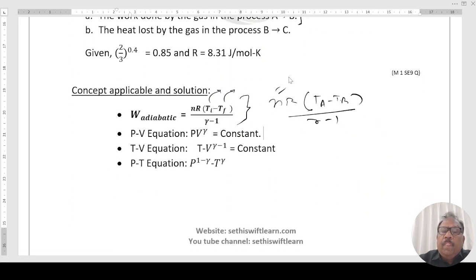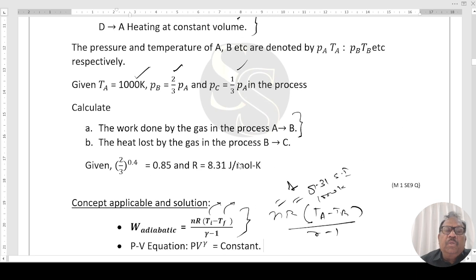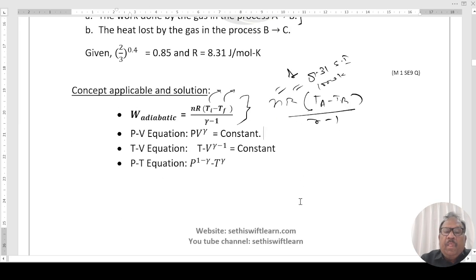n is 1 mole, R value is 8.31 SI unit. Ta is given as 1000 Kelvin. Tb we have to find out. Relation between pressure and temperature is given. Temperature and pressure are related, means we can use this equation to find Tb.